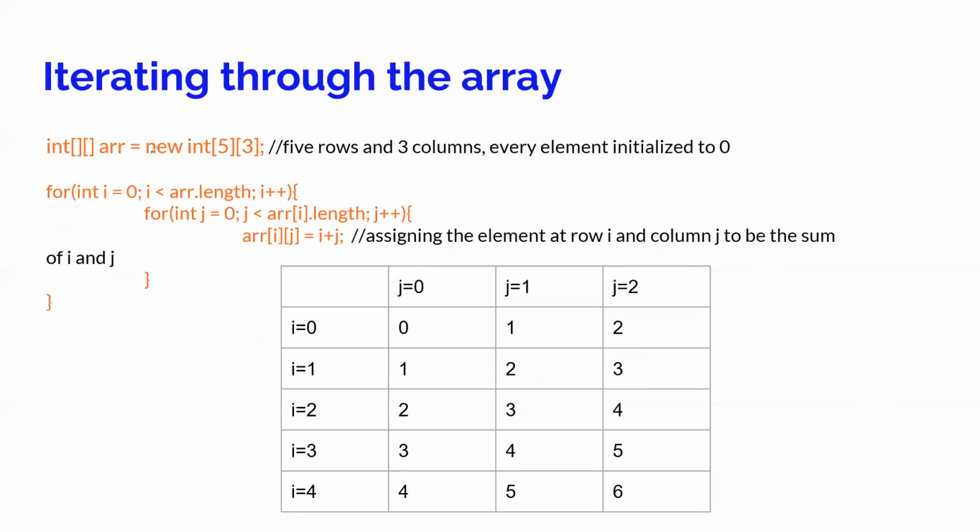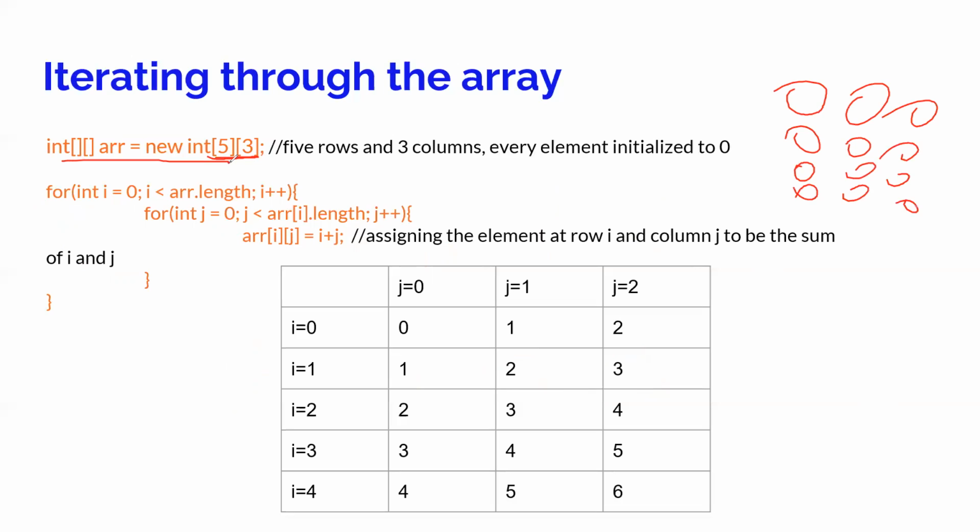So yeah, let's actually walk through exactly what's going on. Here I have an array with 5 rows and 3 columns each. So when I make it, it's like this. 5 rows. That's 5, yeah.